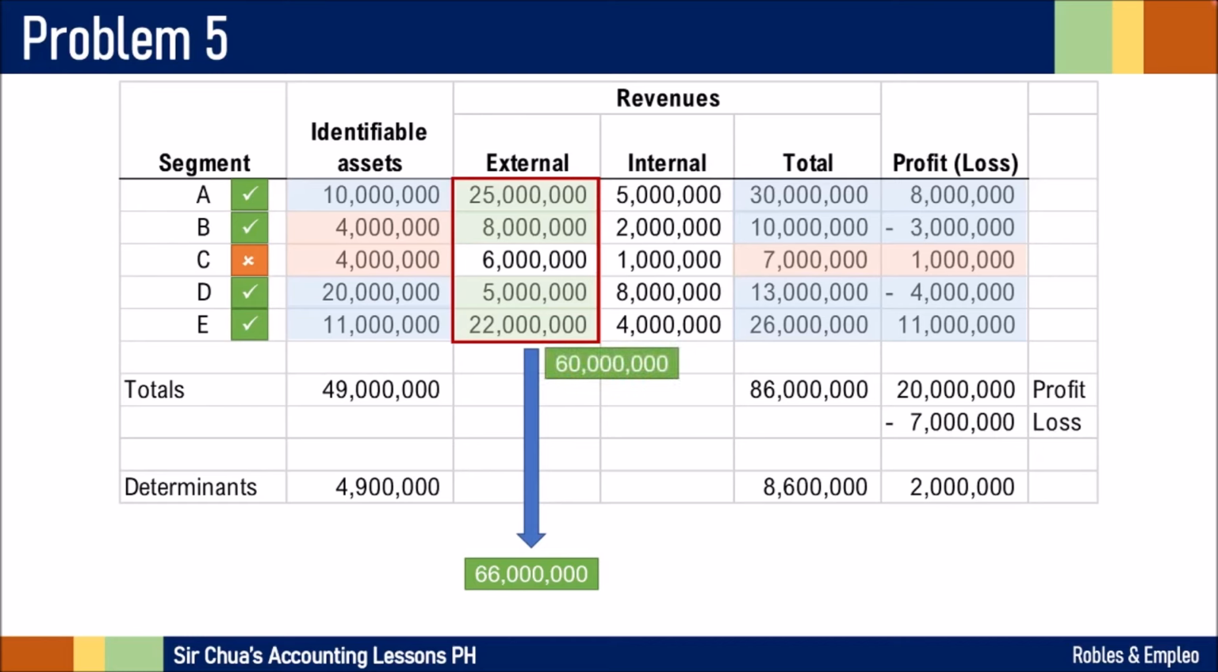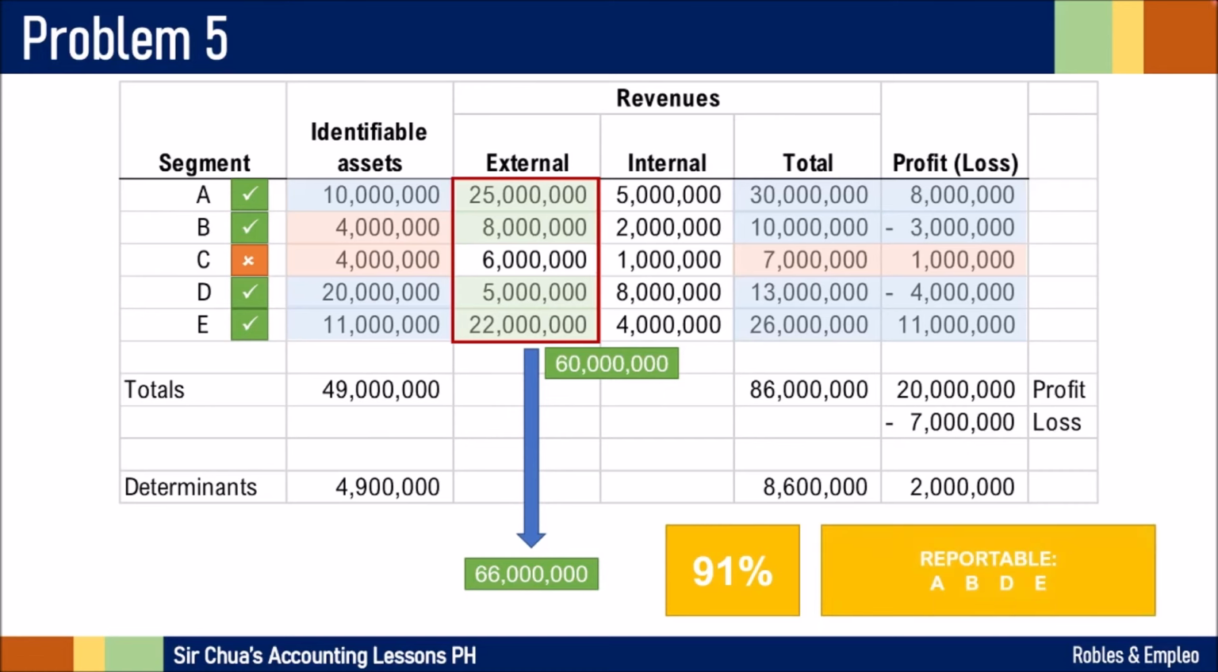Now, what you need to do is to determine kung pasok siya dun sa 75% ruling natin. 60 million divided by 66 million is 91%. Dahil pasok po siya dun sa 75%, we can therefore conclude that reportable segments ang A, B, D, and E. Sir, paano po kung ipag-a-add yung A, B, D, and E external revenues, dinivide dun sa 66 million, hindi naka 75%. Ang gagawin natin, isasama na natin si segment C para maging 75% na siya. So, ang mangyayari, si segment C magiging reportable na din po.